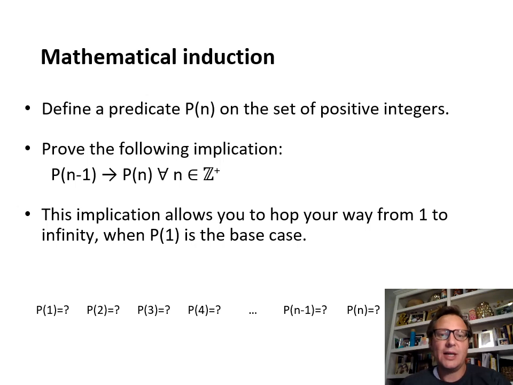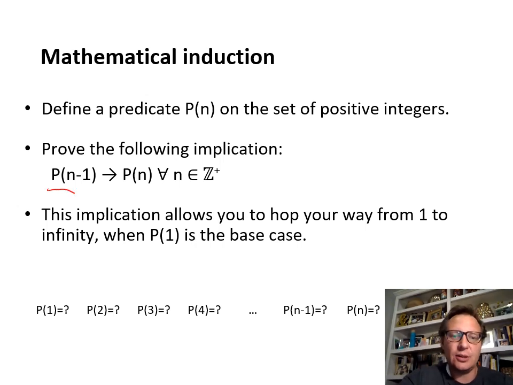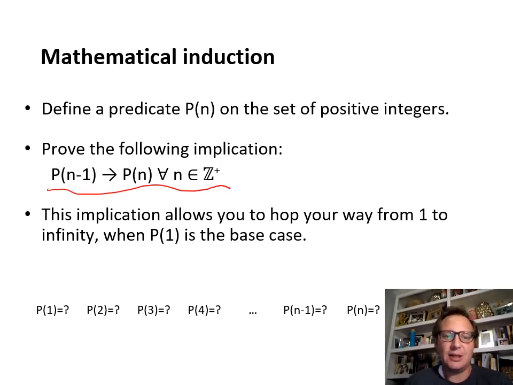Okay, so why induction works is illustrated on this slide. So how do we do mathematical induction? Well, first we define a predicate P of n on the set of positive integers. Then we prove the following implication. Assuming that P of n minus 1 holds, we imply that P of n holds for all n in positive integers. Proving this implication allows us to hop our way from 1 to infinity when P of 1 is the base case, which is illustrated below.